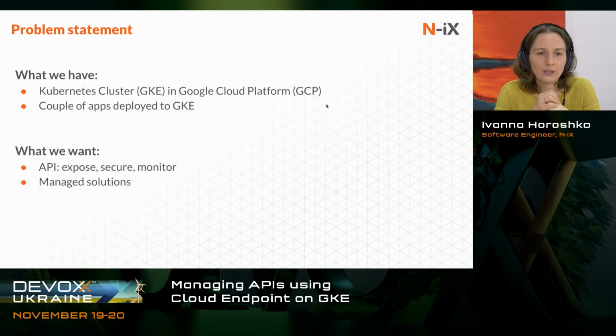The second thing is that we have a couple of applications deployed on the GKE. Because I'm a Java engineer, those are Java microservices using Spring Boot. They have some functionality, I don't know, it doesn't matter what. They have some APIs. What do we want? We want our APIs to be exposed, secured, and monitored. It's a normal task that I'm sure we all did in our life.